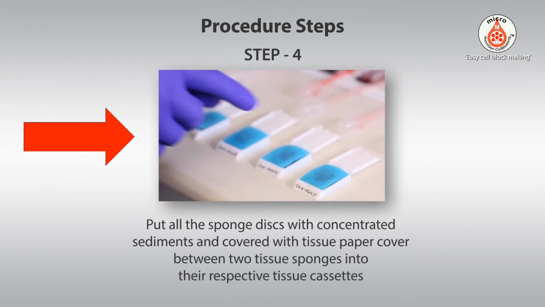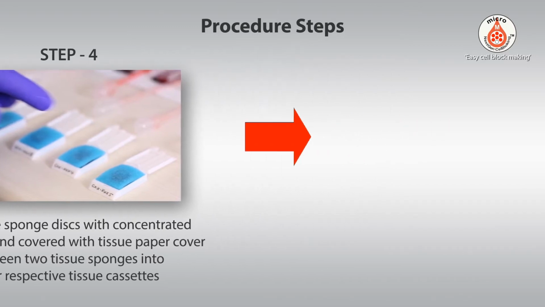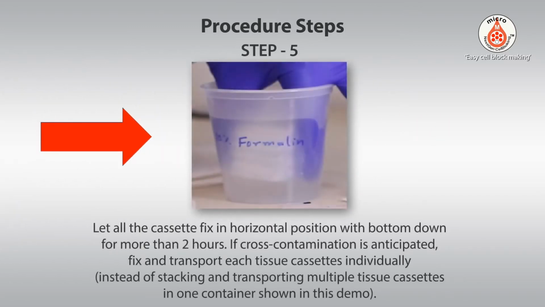Step 4. Put all the sponge discs with concentrated sediments and covered with tissue paper cover, between 2 tissue sponges into their respective tissue cassettes. Step 5. Let all the cassettes fix in horizontal position, with bottom down for more than 2 hours. If cross-contamination is anticipated, fix and transport each tissue cassette individually, instead of stacking and transporting multiple tissue cassettes in one container, shown in this demo.